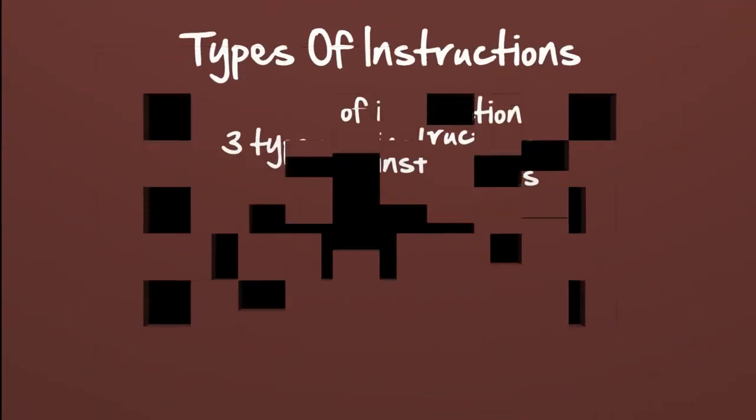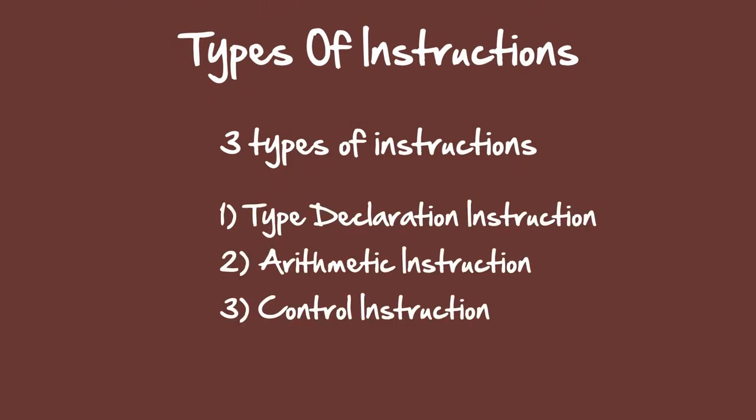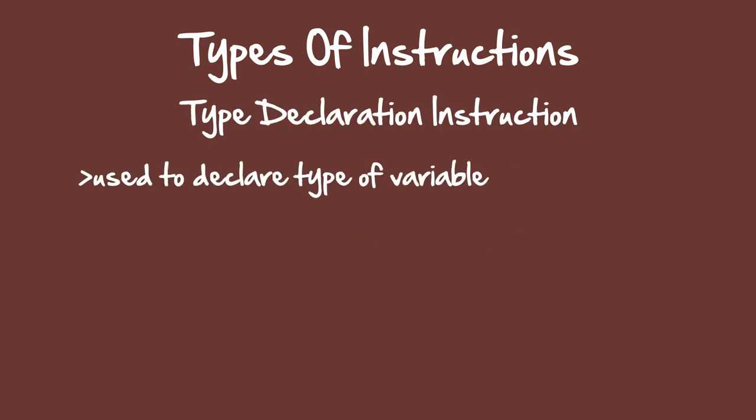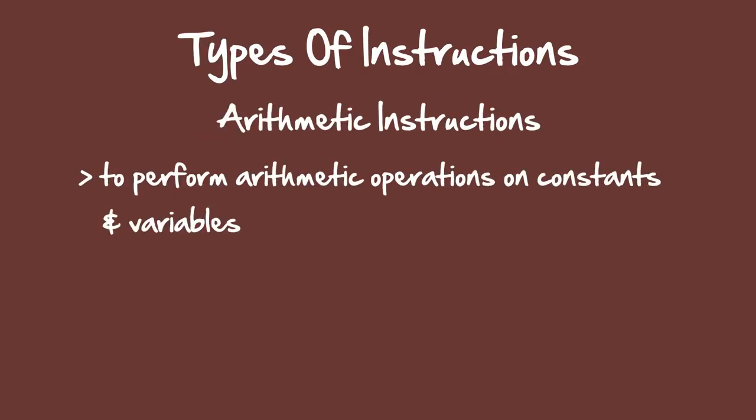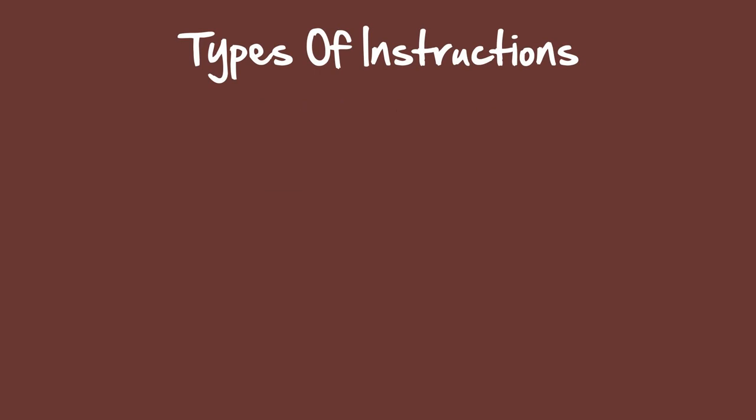There are basically three types of instructions in C language. First, type declaration instruction. Second, arithmetic instruction. Third is control instruction. Type declaration instructions are used to declare the type of variable used in a C program. Arithmetic instructions are used to perform arithmetic operations between constants and variables. And control instructions are used to control the sequence of execution of various statements in a C program.